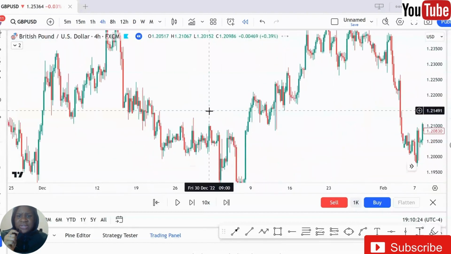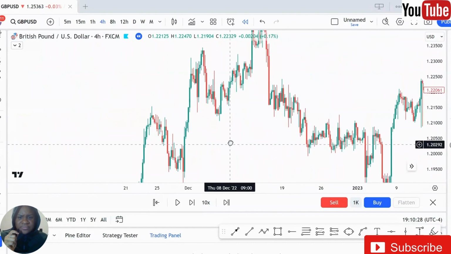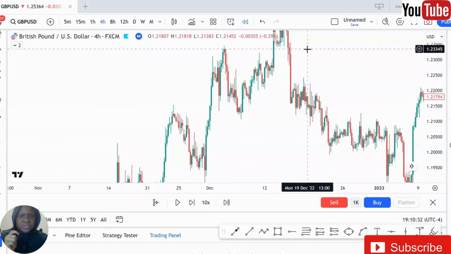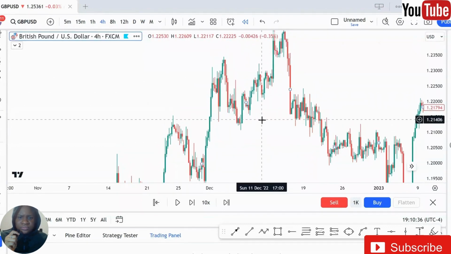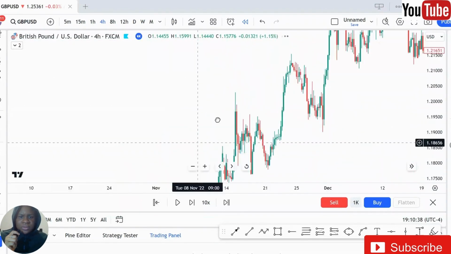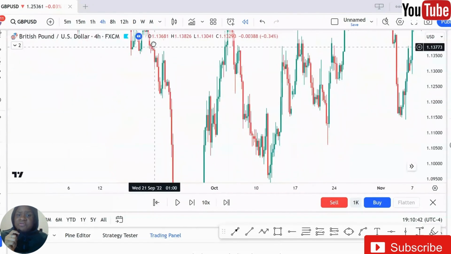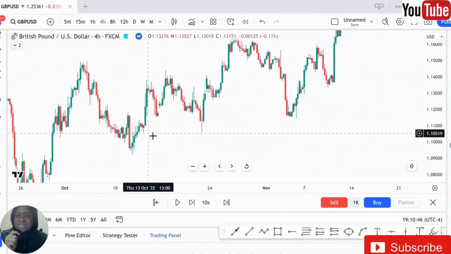Let me find you other examples. I need to give you examples so you can see how it works. A break of structure. Just go around your chart and play with it. You can go to your 5 minutes chart. You can go to 1 minute chart. Just play with it and see how it works.